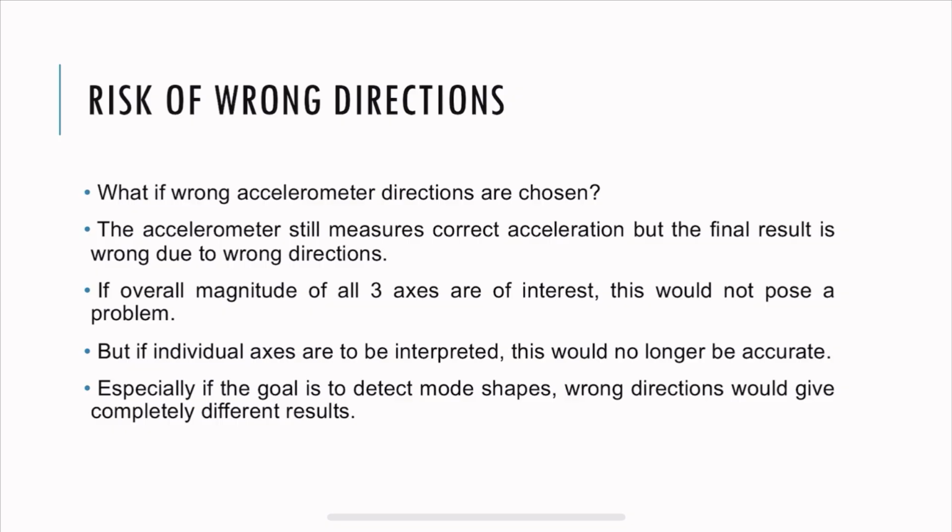But if you want to see each and every direction's contribution, that's where you're going to face the error. For example, if the x-axis of a particular component was having more vibrations, and you made a mistake, you're going to see some other direction as having more vibrations, which is not true. Especially if the goal is to detect mode shapes, where it is very important to see the animations of how the part is vibrating in what particular direction, this would pose an erroneous result. So it's important to focus on the direction so as to get accurate results, especially in mode shapes or in areas where you want each and every axis individually.